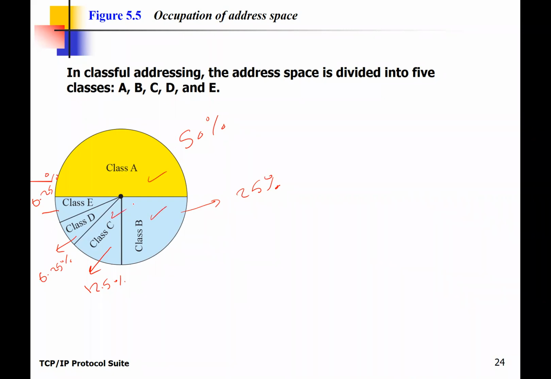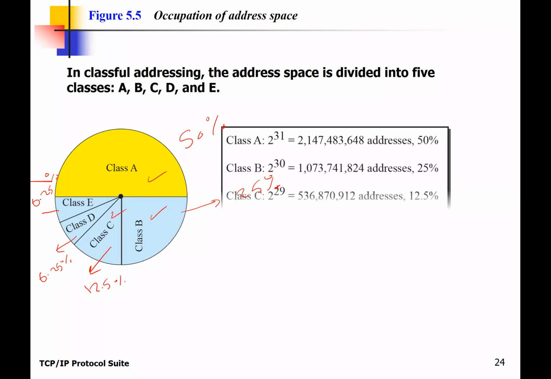Class D and class E are not used. Class E is reserved for now. Nobody uses that. Class D is for multicasting, when you do broadcast, using that. All right. So in our network, either our network is class A, B, or C. We'll see the difference between them.